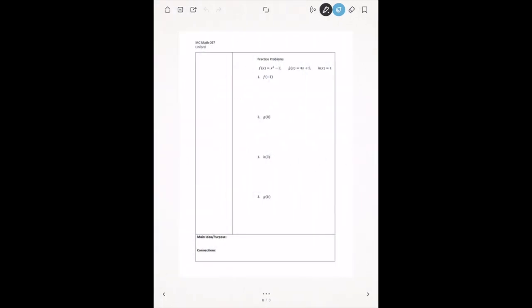Let's practice evaluating some of these functions. First up, we have f of -1. This says take the function f and plug -1 in for x. So I take -1, I square it, and I subtract 2. -1 squared is 1, minus 2 is -1. So that should be my answer, -1.